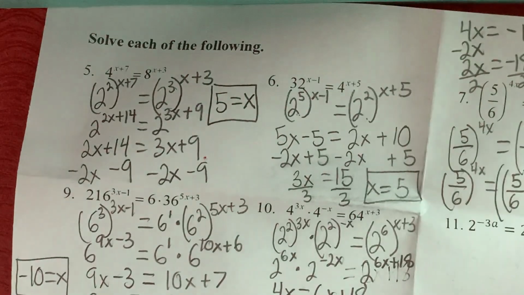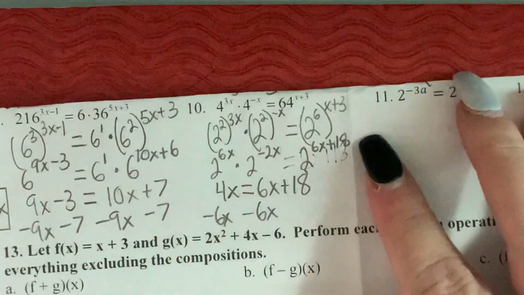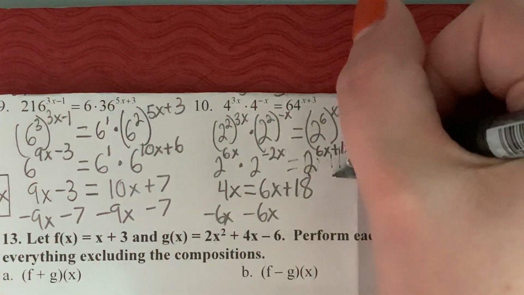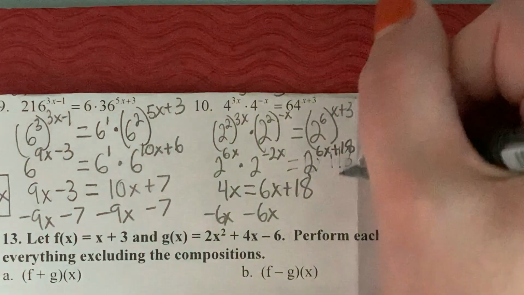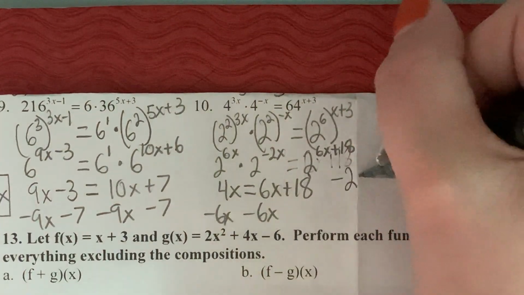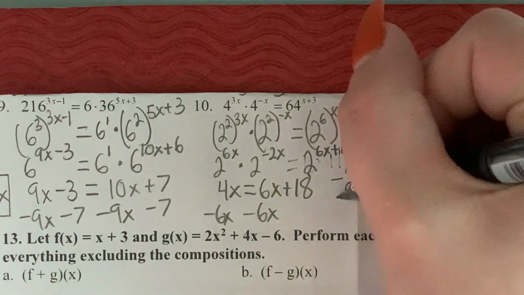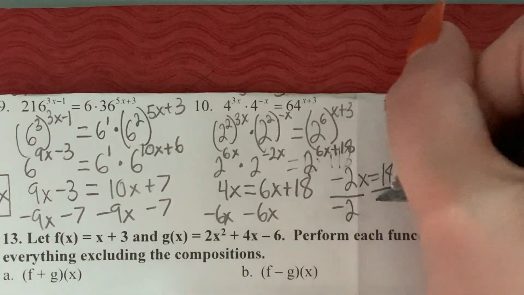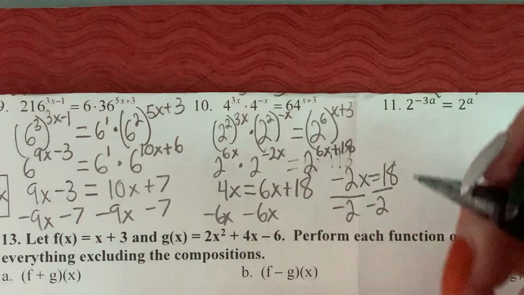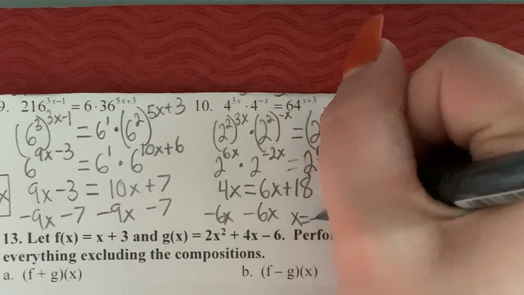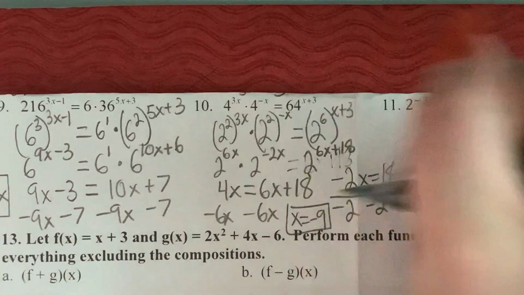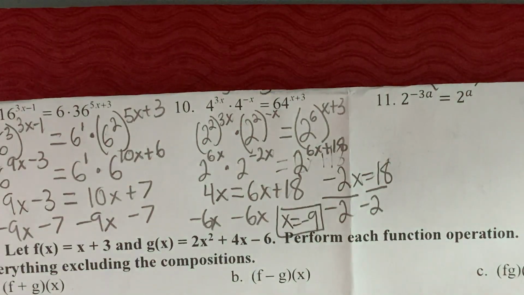I'm kind of running out of room again. You can't see that. Okay, and so that's going to give me, I'm going to kind of sneak into this next one. That's going to give me negative 2x equals 18. So then I can divide both sides by negative 2. And I should get that x equals negative 9. Ooh, that was a squeeze.